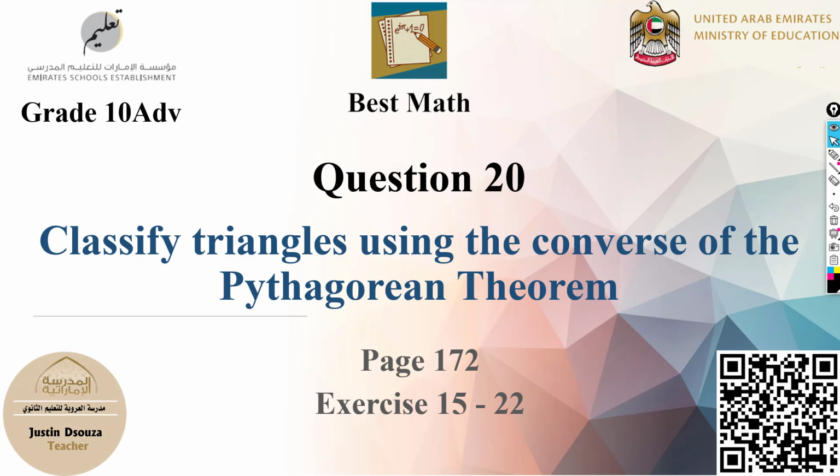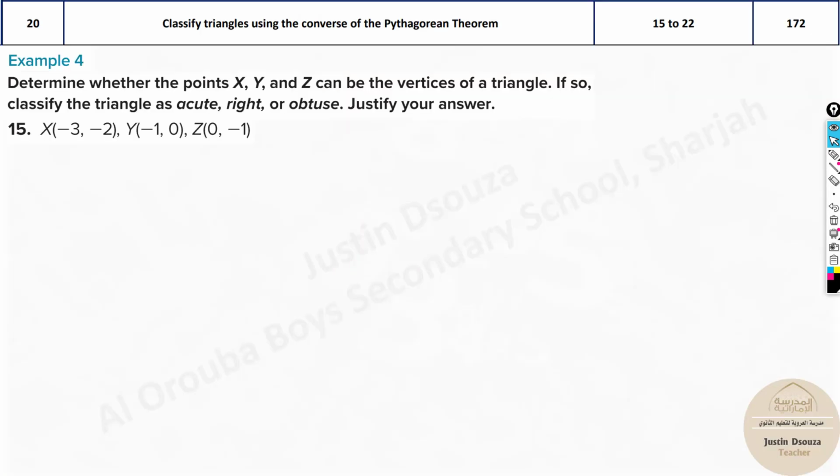And finally, we are in question 20, and this is the last question in the end of term questions. This is on Pythagoras theorem, and it's to classify triangles using the converse of Pythagoras theorem. Let's look into the problems. They are very easy. I mean, it's not easy. Easy would be a wrong word. It's a simple trick. Once you understand this, it'll be the same method to be used.